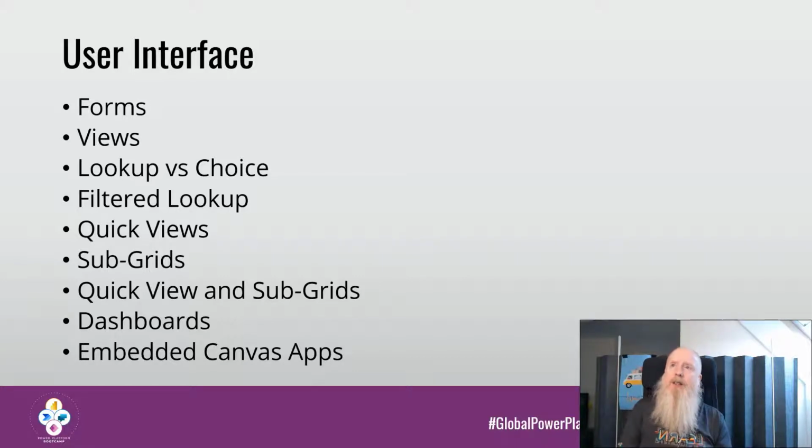So first of all, there's a number of different form types. Main form you've seen. One of my favorite forms is actually the quick view form. The quick view form allows you to show information from a related entity in an end-to-one relationship.